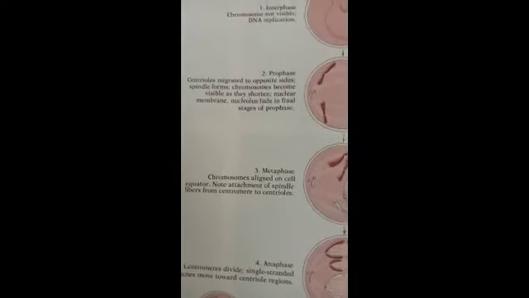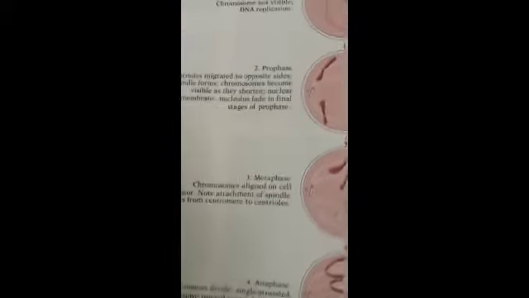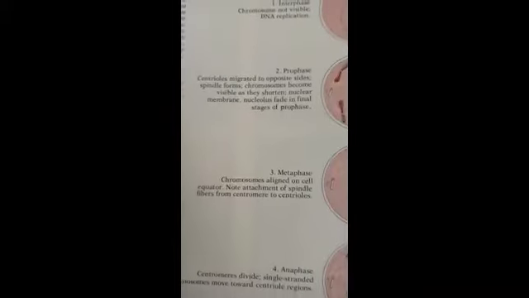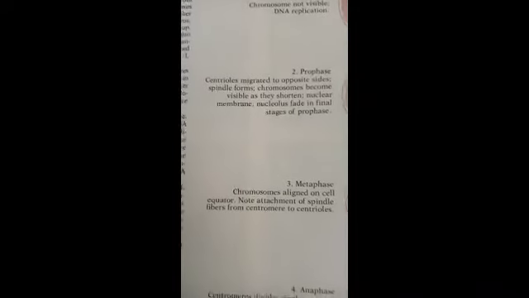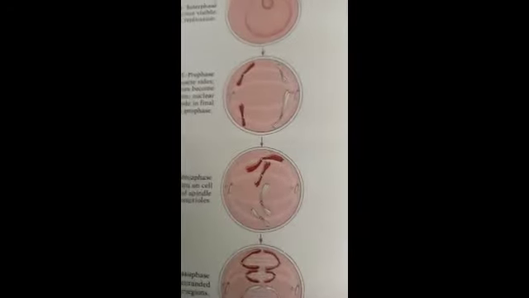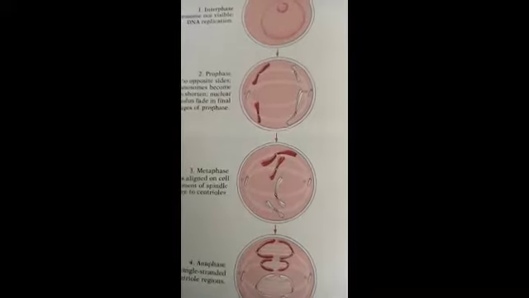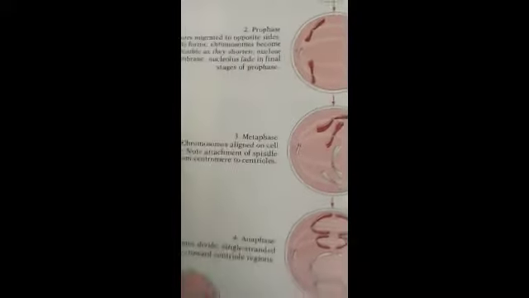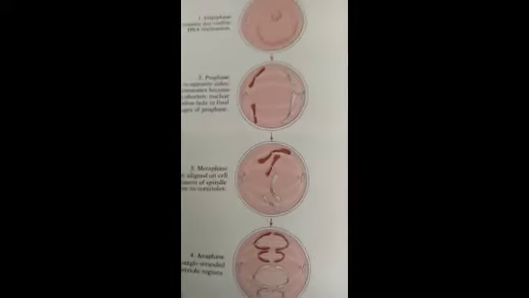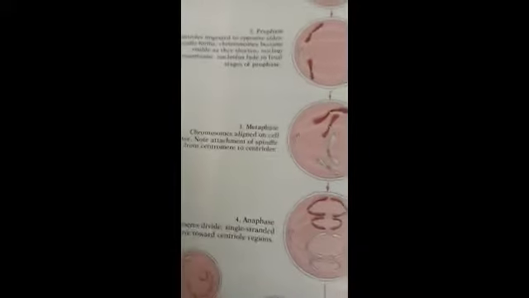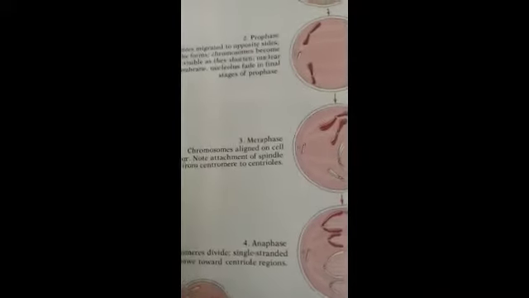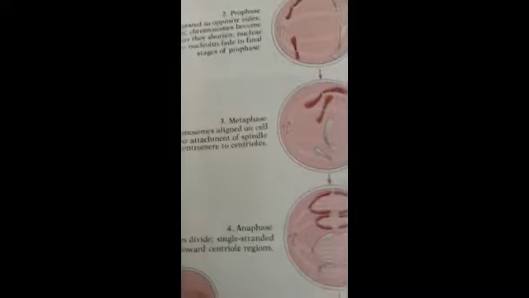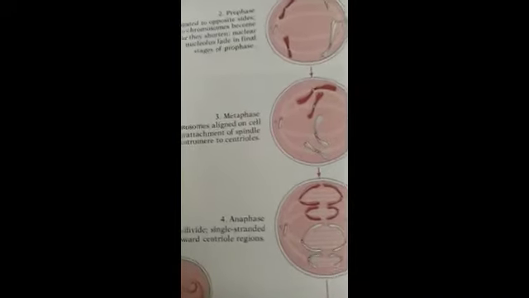Now, after the interphase, if the cell is dividing, it enters the first phase called prophase. During this prophase, the chromosomes become visible. The chromosomes become thick and shorten during the prophase.